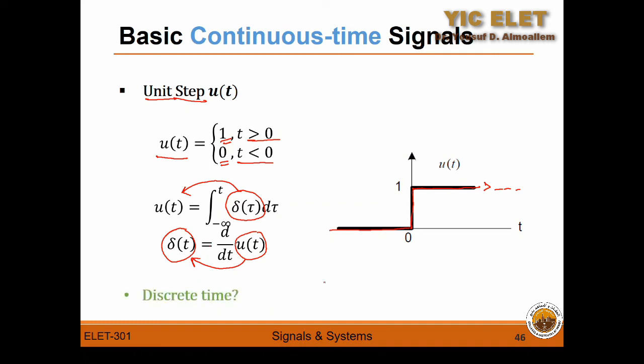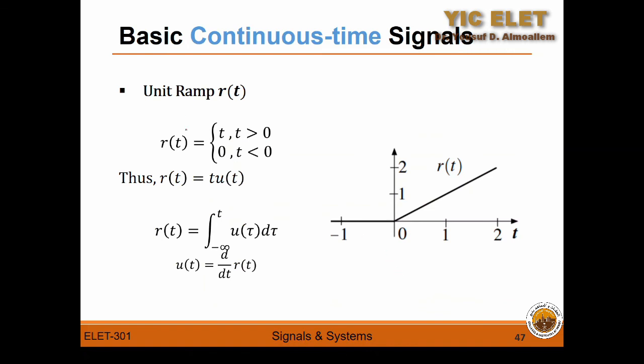Again, if you want to talk about discrete time, you will be looking at an axis, and at 0, it becomes 1. Before 0, it is zeros, and after 0, it keeps the same value of 1 all the way to infinity.